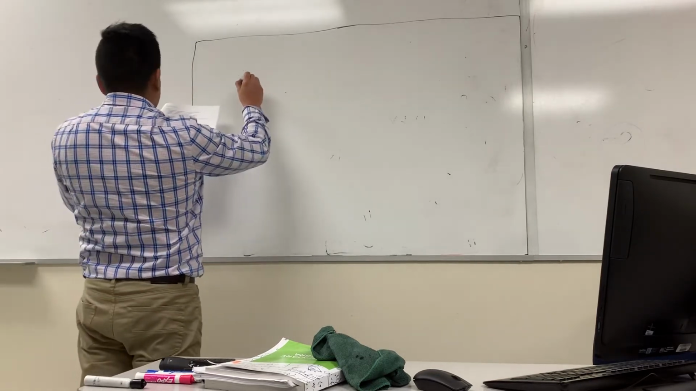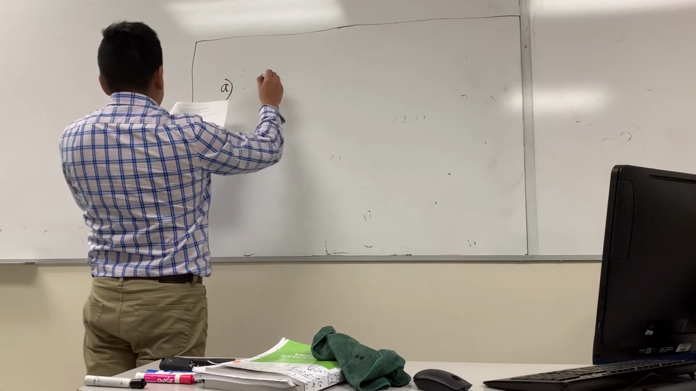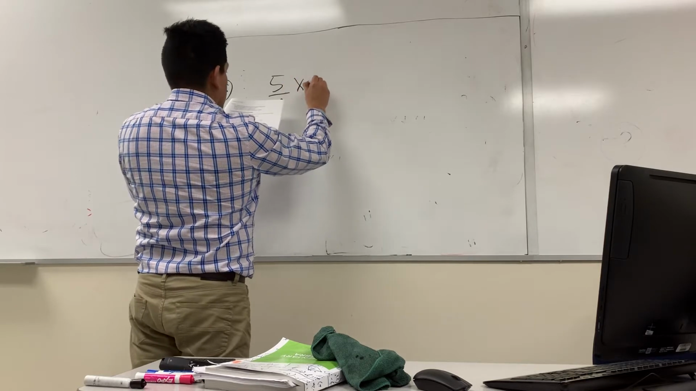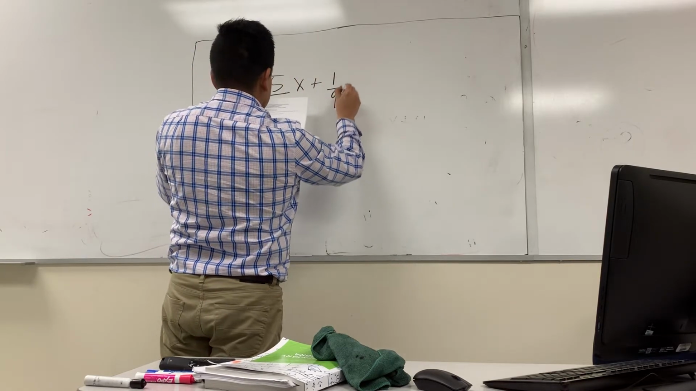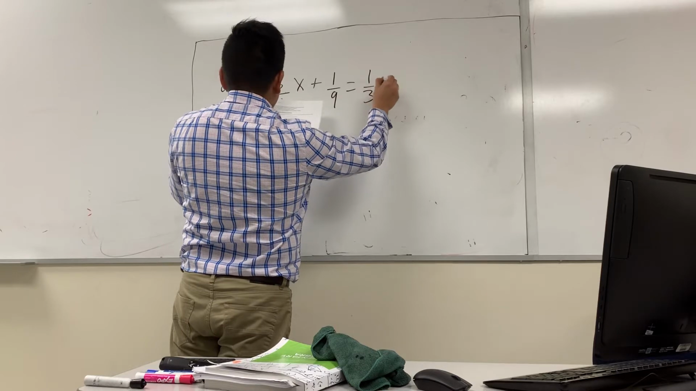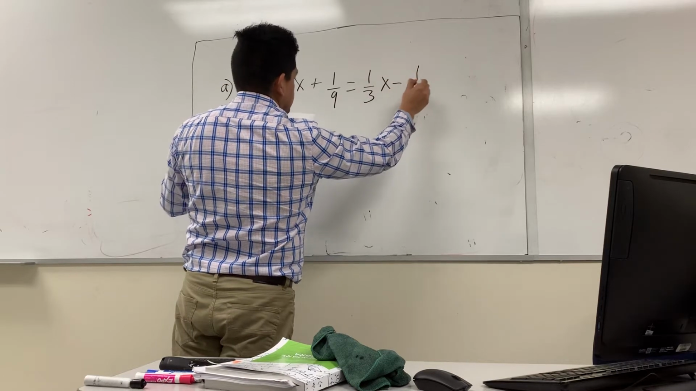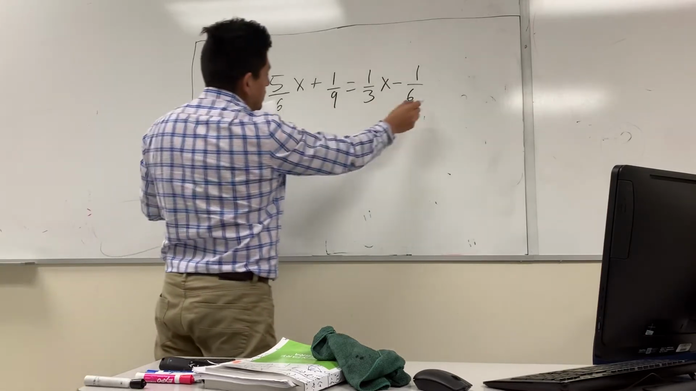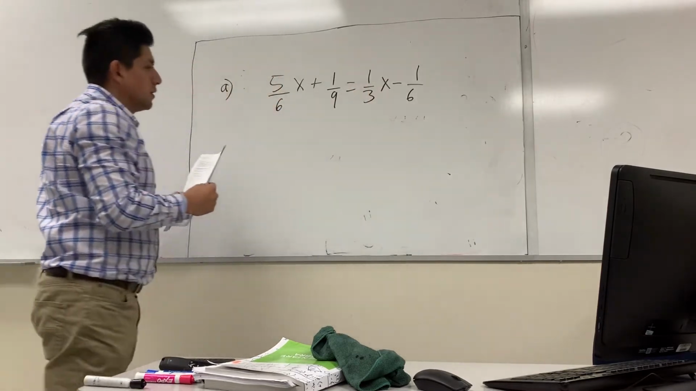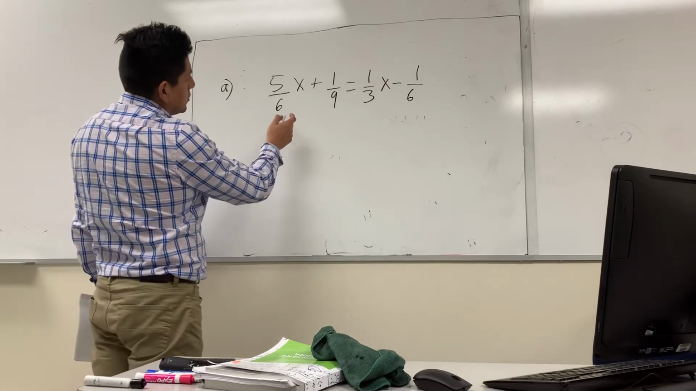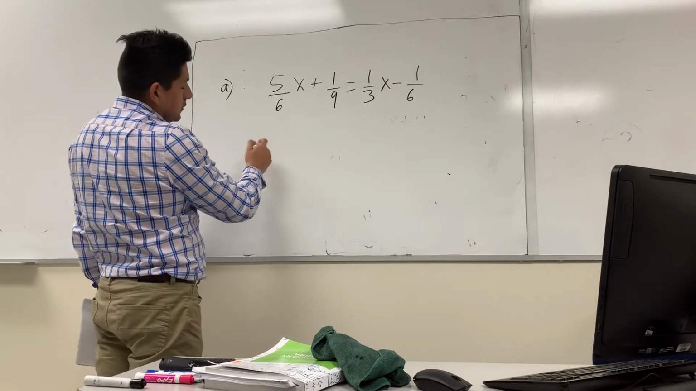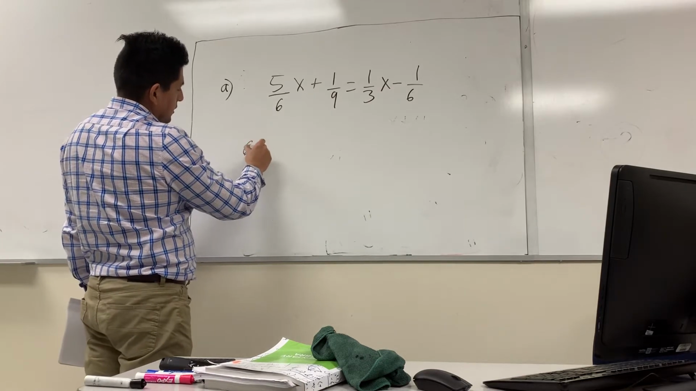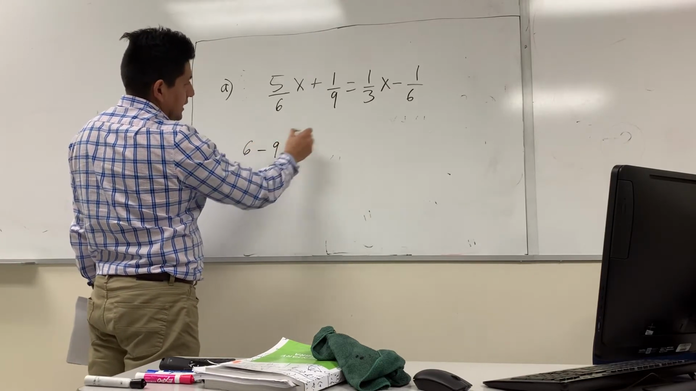So we're gonna be doing problems of this form, as you guys can see it on your pamphlets. Plus 1 over 9, 1/3 x minus 1/6. So we have to solve for x. So we can calculate the LCM of these terms. So I'm gonna put them together. I have 6, I have 9, and 3.